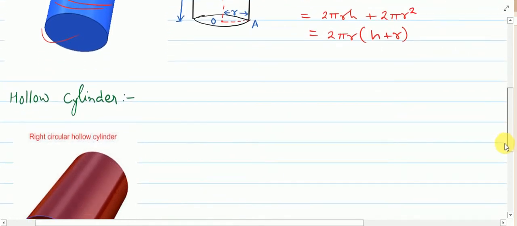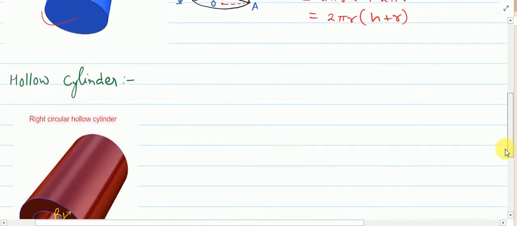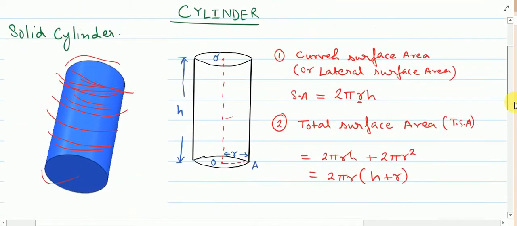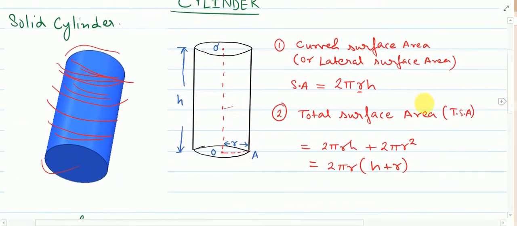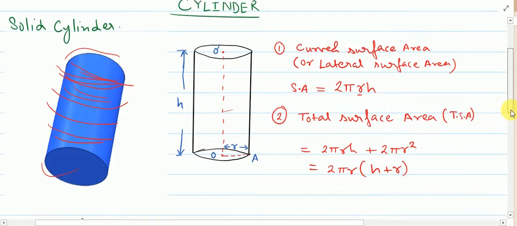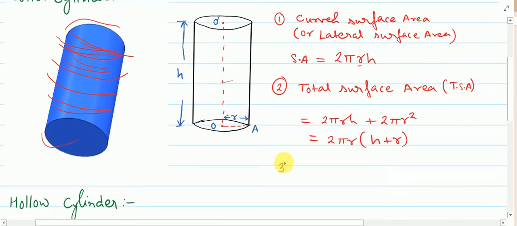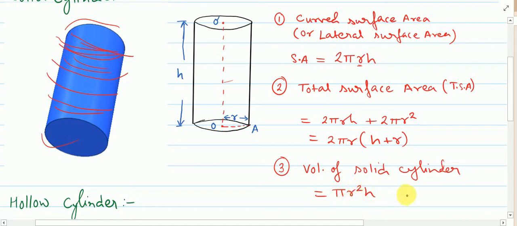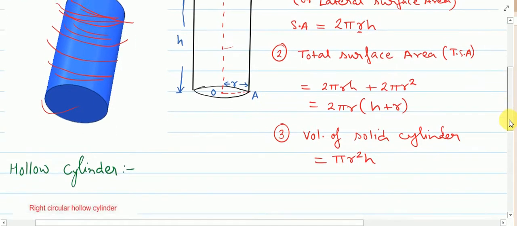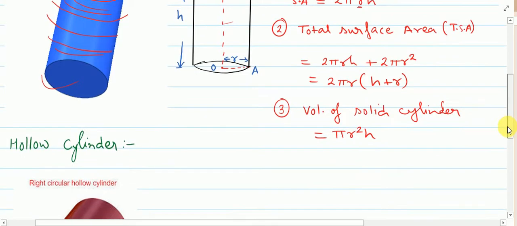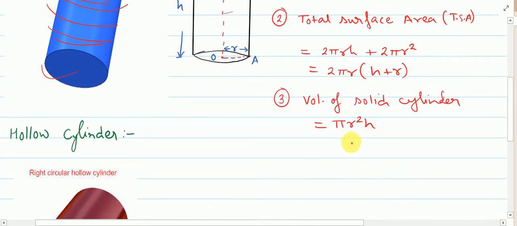Next let us see the hollow cylinder. Before we go to the hollow cylinder, let us write the volume for the solid cylinder. So number 3, the volume of a solid cylinder is given by pi r square h. So remember this formula. Volume of a solid cylinder is given by this formula.